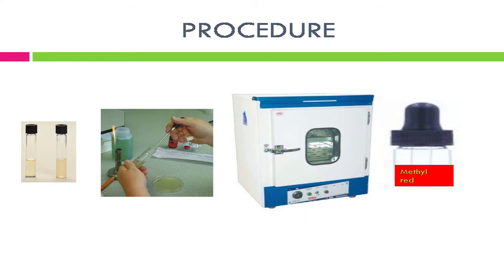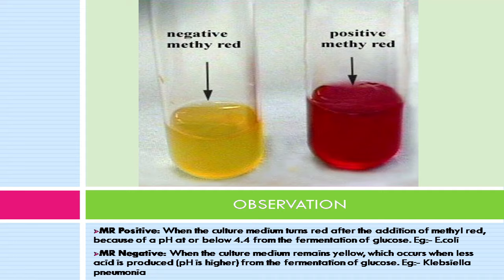Procedure: inoculate 2 tubes containing MRVP broth with a pure culture of the microorganism under investigation. Incubate at 35 degrees Celsius for up to 24 hours. Add about 5 drops of the methyl red indicator solution to the tube. A positive reaction is indicated if the color of the medium changes to red within a few minutes.